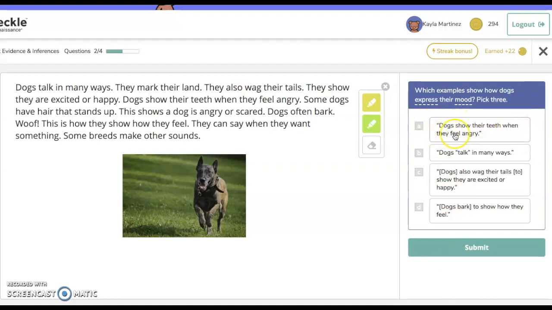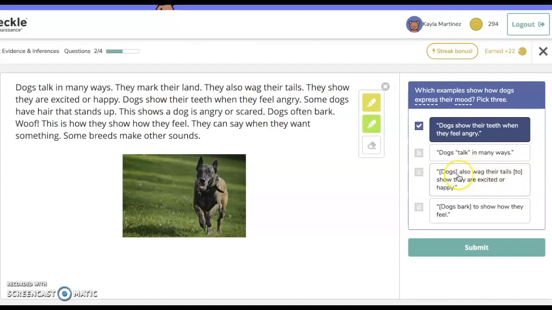Dogs show their teeth when they feel angry. Is that telling me about an emotion and how they show it? Yeah, if they're angry, you're going to see their teeth. Dogs talk in many ways. Does that show me an actual mood, how they feel? I don't think so, but let's look at the other ones.